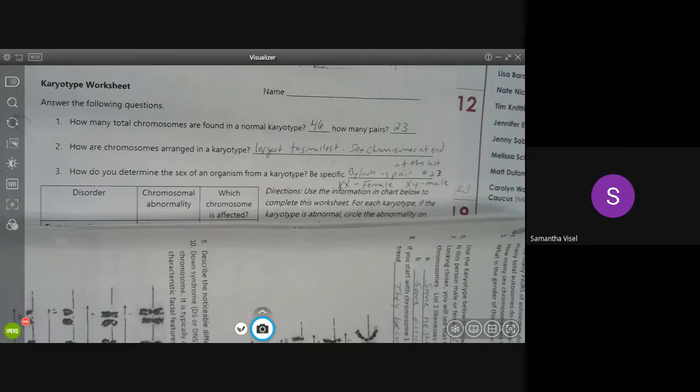So you're asked here, how many total chromosomes are found in a normal karyotype? So 46 total chromosomes are found in a normal human karyotype. And we're expecting to have 23 pairs. Again, chromosome arrangement goes from largest to smallest. We have the sex chromosomes at the end.